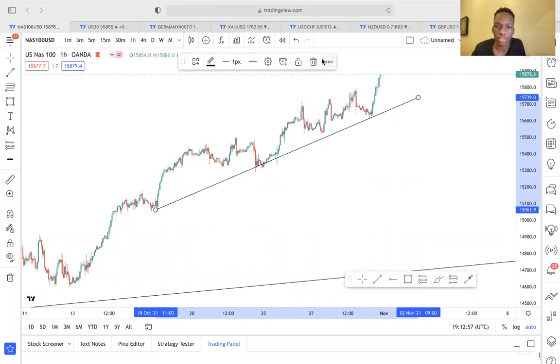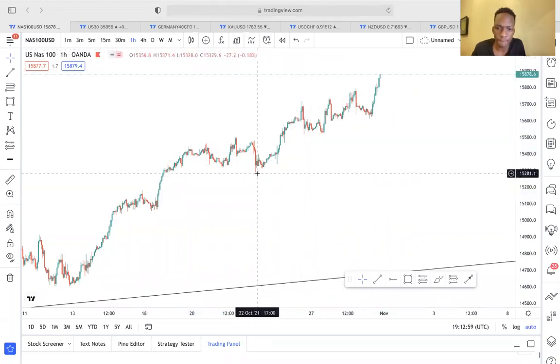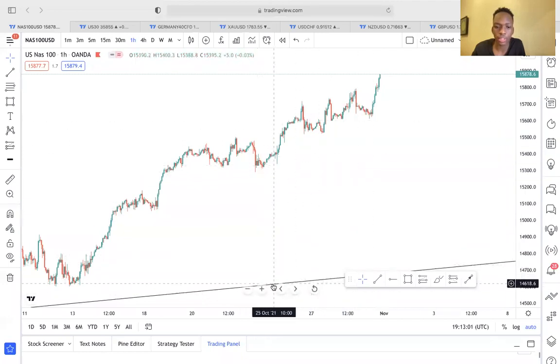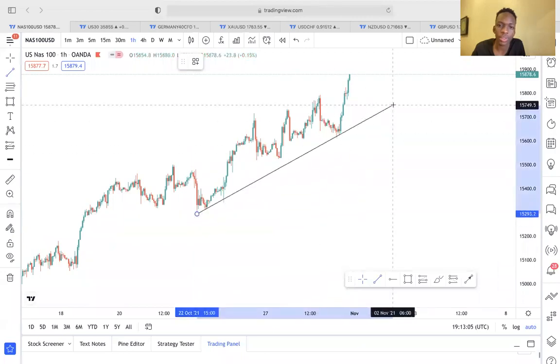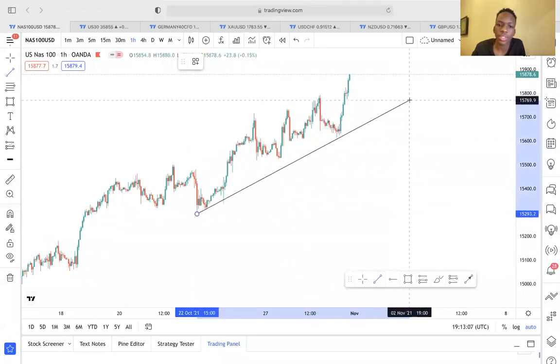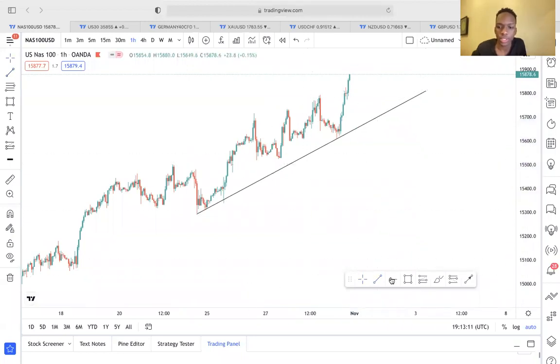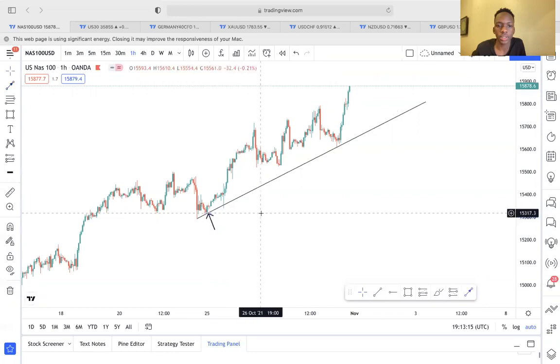Let's try over here. Okay, just zoom in a little bit. See if we can try something over here. See if we get something. There we go. We got this. So you can see first touch there, second touch.